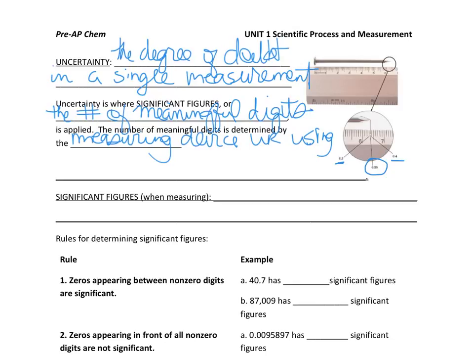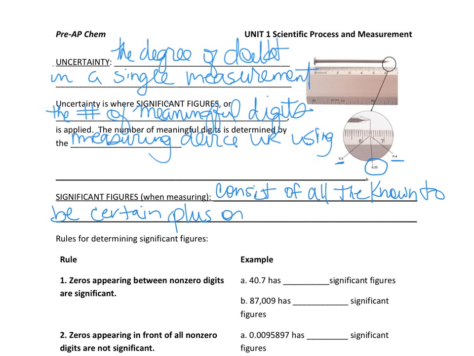So I've put in: significant figures when measuring consist of all the digits known to be certain, plus one final digit, which is estimated. So when you're taking measurements, you estimate that last digit.